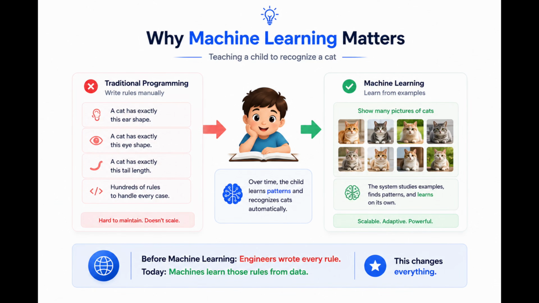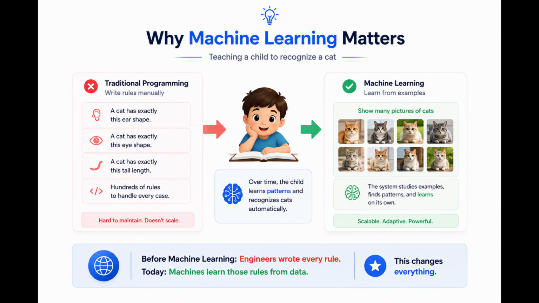Let's learn about why machine learning matters. Imagine you are teaching a child how to identify a cat. You do not write hundreds of rules. You do not say, a cat has exactly this ear shape. A cat has exactly this eye shape. A cat has exactly this tail length. Instead, you simply show many pictures of cats. Over time, the child learns patterns and starts recognizing cats automatically.